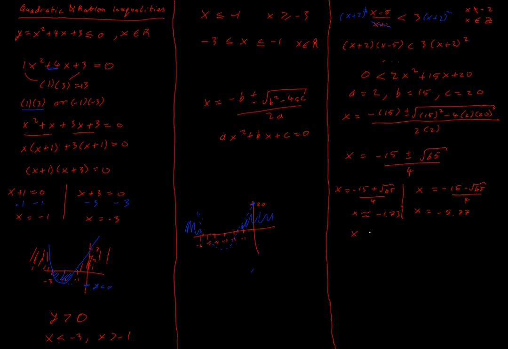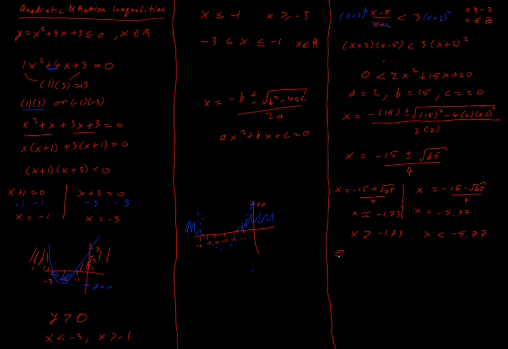So that would be x greater than minus 1.73, and x less than minus 5.77. But because x is not defined for non-whole numbers, I need to change this, because I've got this restriction that x is for integers. So this is where my restrictions come in and are very important. I need to figure out what is the next whole number in both of these cases.